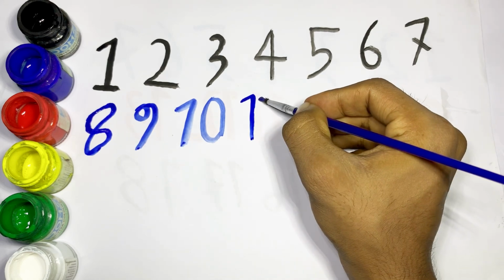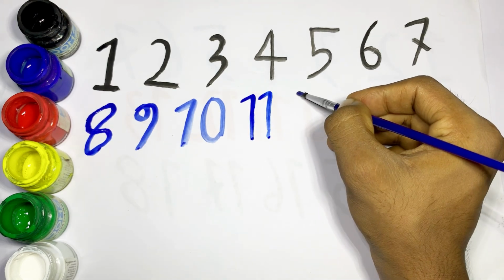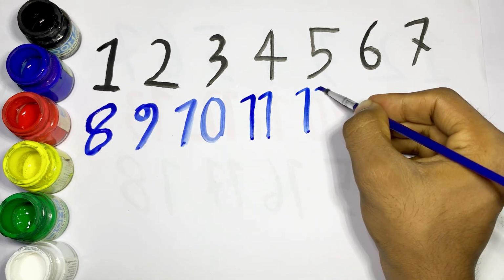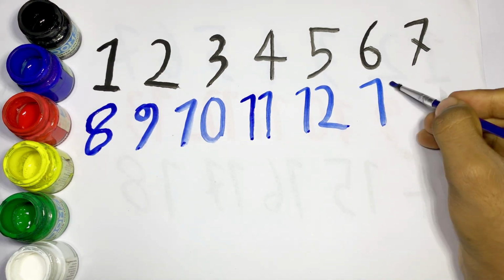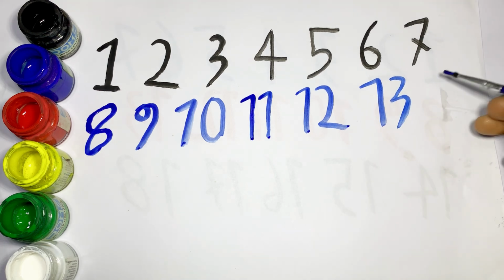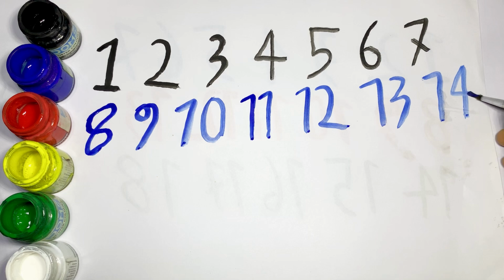The number 11, 12. The number 12, 13. The number 13, 14. The number 14. Kids, now draw 15. The number 15, and here is red color.